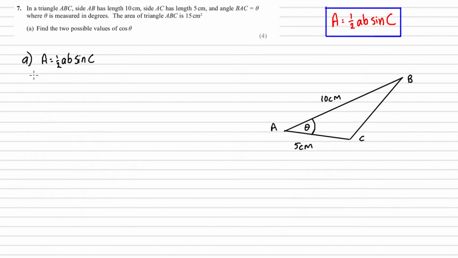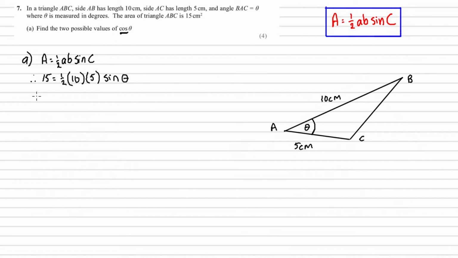I know that the area is therefore 15 equals a half multiplied by 10 multiplied by 5 multiplied by sine of my angle, which is theta. Essentially what I'm going to be doing here is rearranging for sine theta, then finding a relationship between sine theta and cos theta so I can obtain two possible values for cos theta.